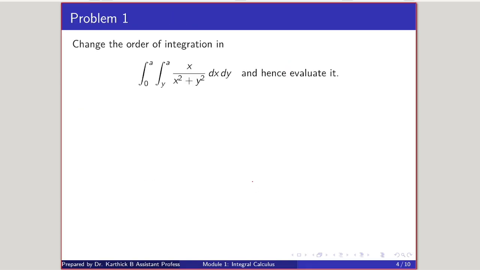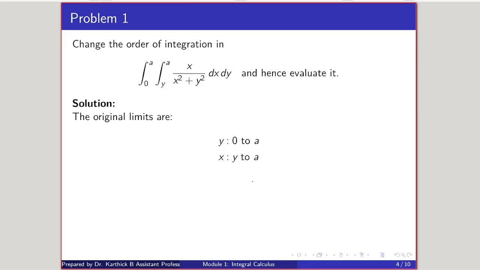So here they have given a function. The integrand will be x by x square plus y square. Here they have given us dx dy and they asked to change the order of integration, and hence we want to evaluate this. So first see the limits of x. It varies from y to a, and the limit of y varies from 0 to a. Okay, no issues. It is given in the correct form. We may go for the evaluation.